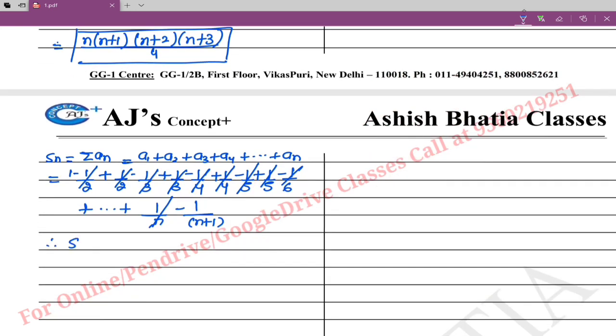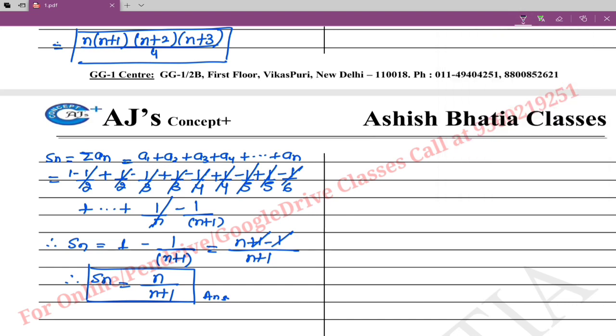So therefore in Sn we are left with only two terms. One is 1 and the second is 1 by n plus 1. So if I take the LCM here, n plus 1, it will become n plus 1 minus 1. Again plus 1 and minus 1 are cancelled out, so therefore the final sum of n terms is given by n upon n plus 1. So this is our answer. Fine.